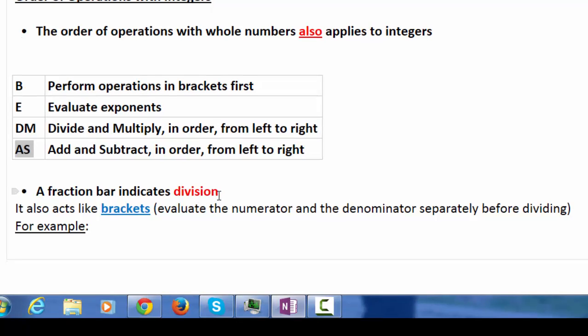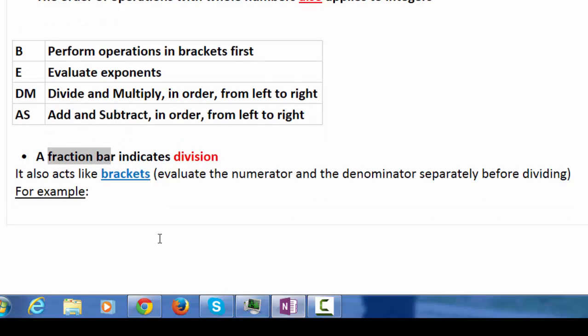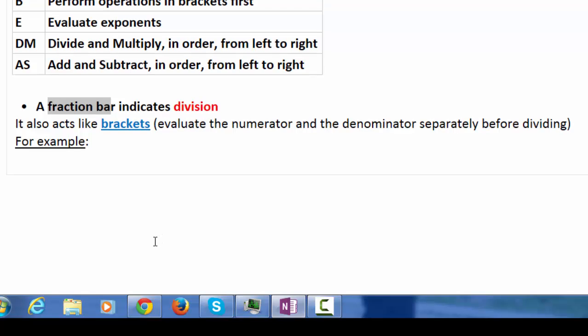There is a small note here: a fraction bar indicates division. What is the meaning of that? You know there is a fraction bar. This acts as a division, and it also acts like brackets. So we need to evaluate the numerator and the denominator separately before dividing.